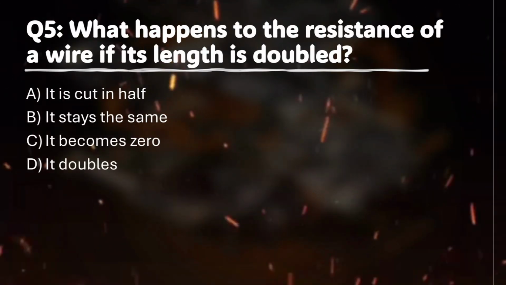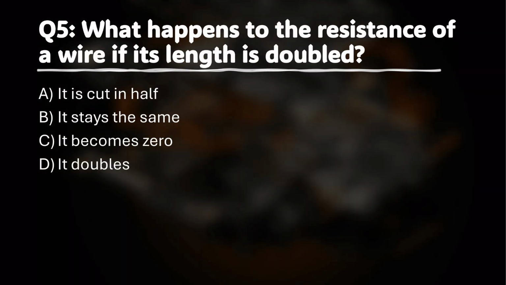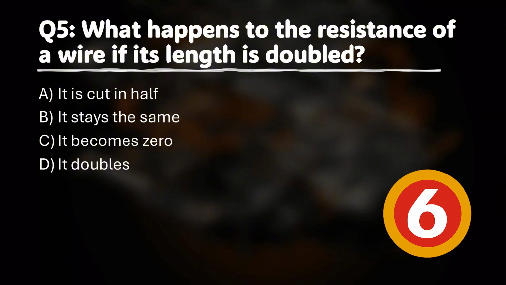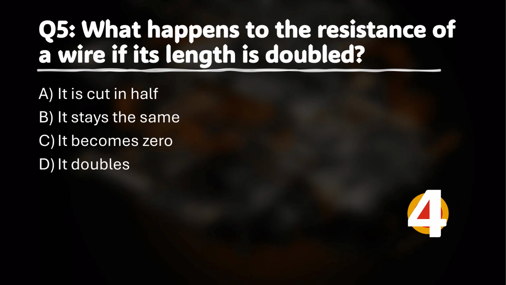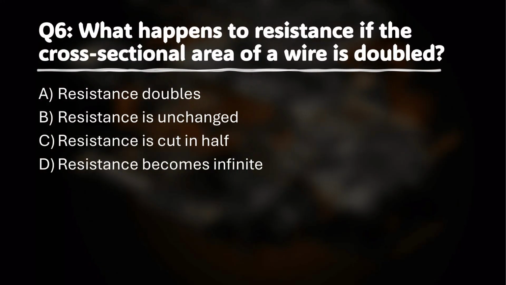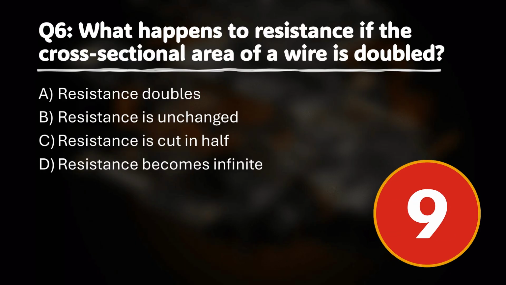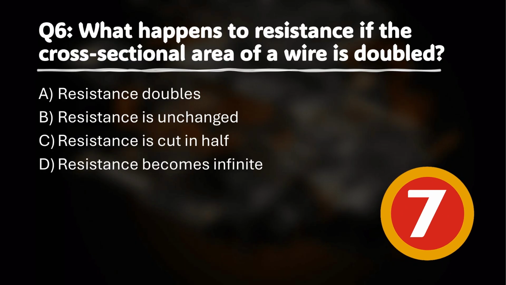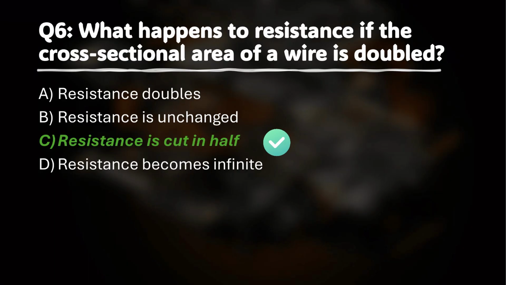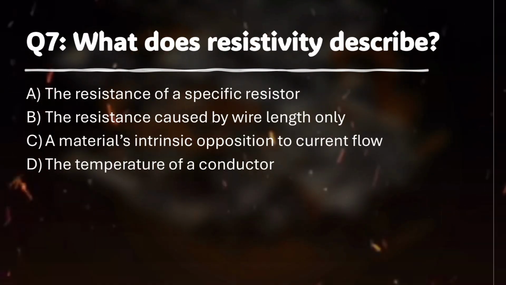Question 5. What happens to the resistance of a wire if its length is doubled? Question 6. What happens to resistance if the cross-sectional area of a wire is doubled? Question 7. What does resistivity describe?